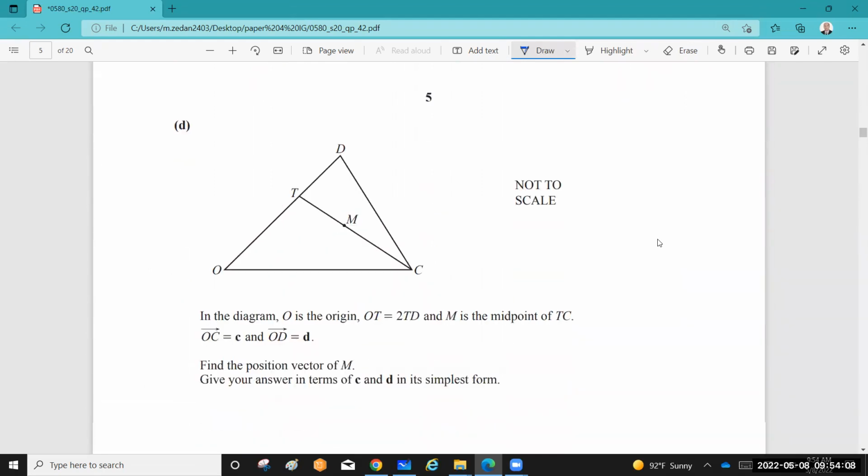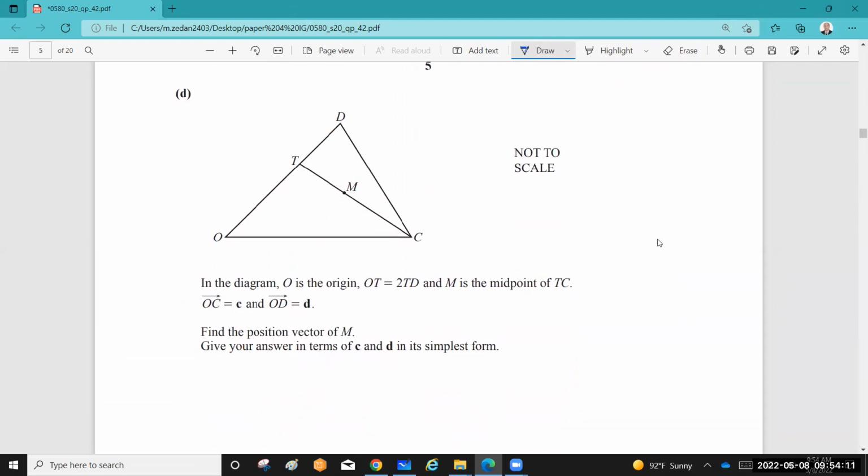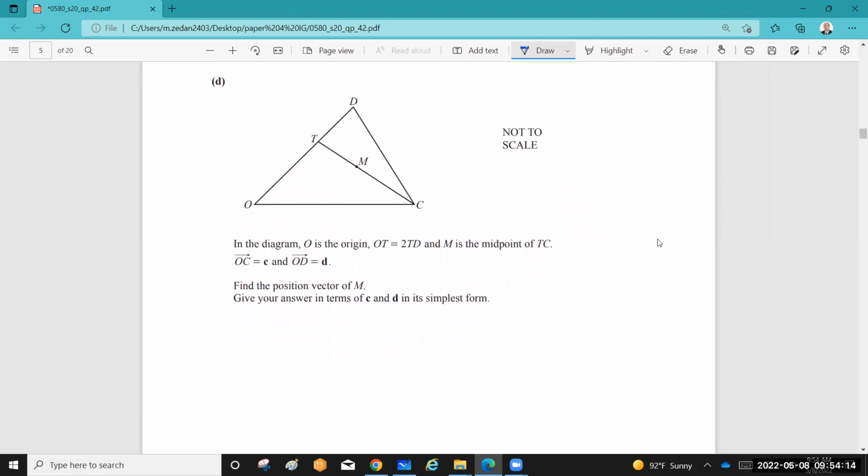Very easy, very simple. I have now a question on vectors, also the same question, D. I have a triangle where the ratio OT to TD is 2 to 1. It means OT is 2 parts and TD is 1 part. M is the midpoint, the ratio 1 to 1, of TC. I have this vector OC named C and this vector OD named small d. Find the position vector of M. Position vector of M means OM, as you know.